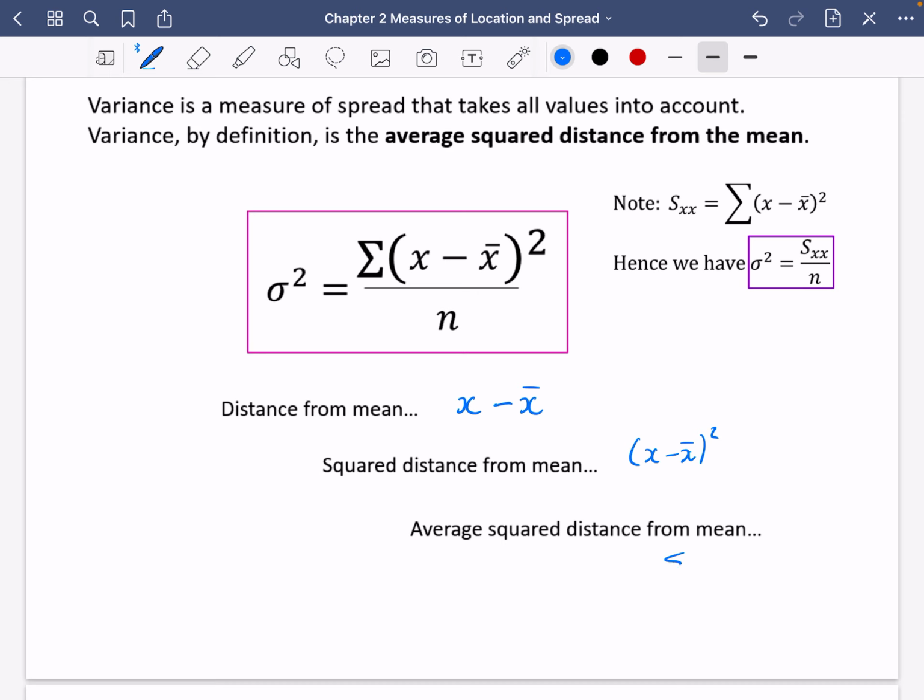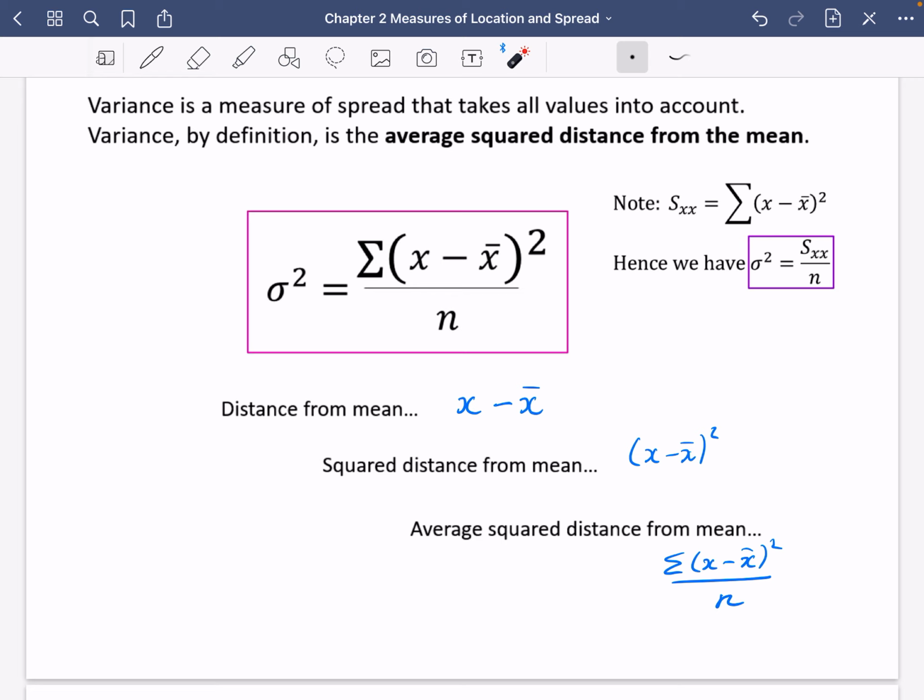We know that the average squared distance from the mean is adding up all of those squared distances and dividing it by how many there are. The reason that we do this squaring is to make sure that the values are positive, because if you were doing x minus x bar, obviously you're going to get some negative values. So part of the reason that this squaring takes place is to get rid of any of those negative values.